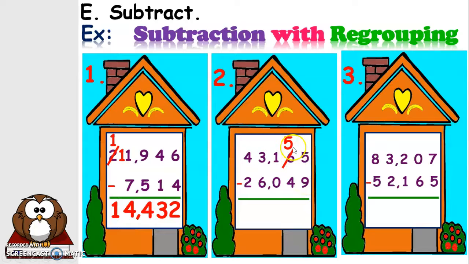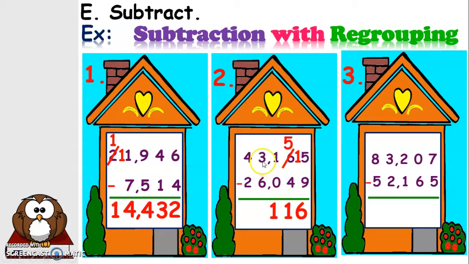It is now 5. And this number 5 becomes 15. 15 minus 9 equals 6. For tens place, 5 minus 4 equals 1. Hundreds place, that's 1 minus 0 equals 1.